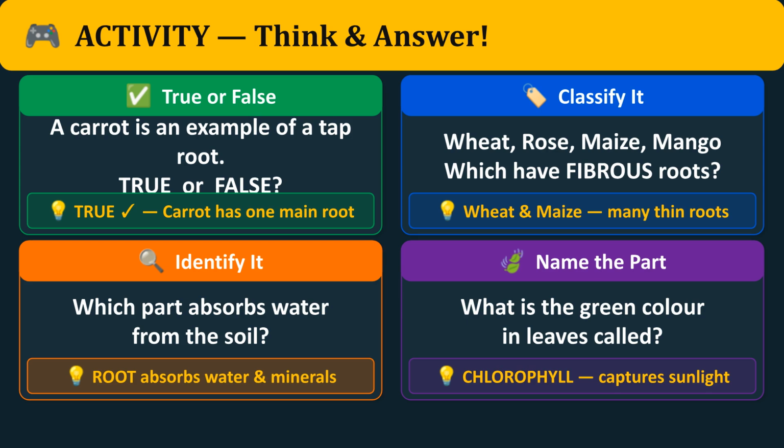Now let's test our understanding. Question 1. True or false? A carrot has a taproot. Correct. True. Question 2. Which plants have fibrous roots? Wheat or mango? Yes, wheat. And maize also has fibrous roots. Question 3. Which part absorbs water from the soil? Excellent. The root. Question 4. What gives leaves their green color? Very good. Chlorophyll. Fantastic. You're thinking like real scientists.